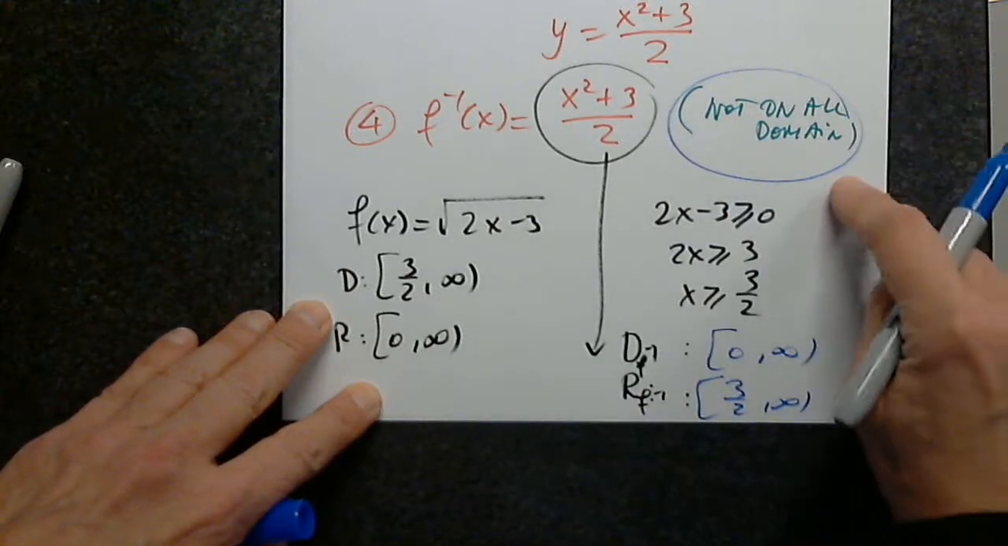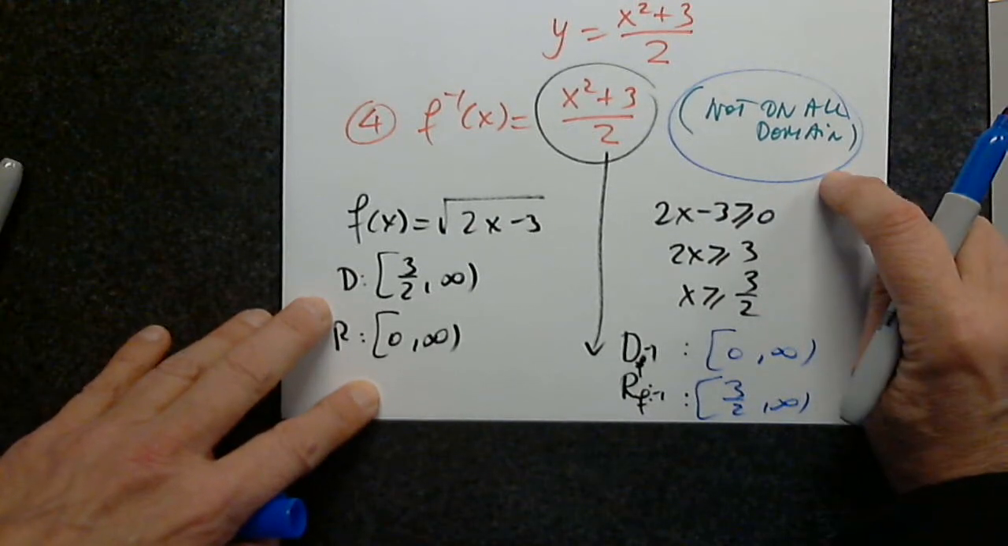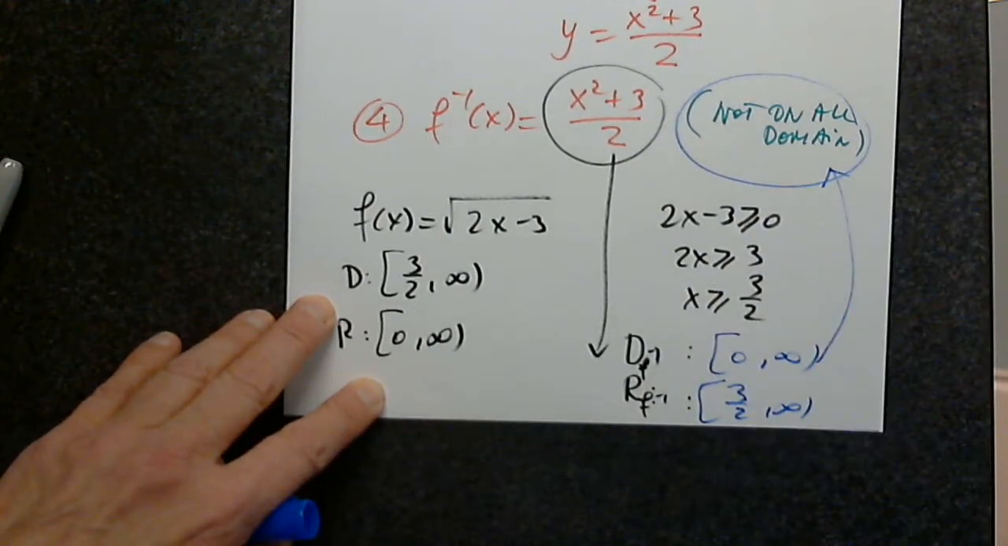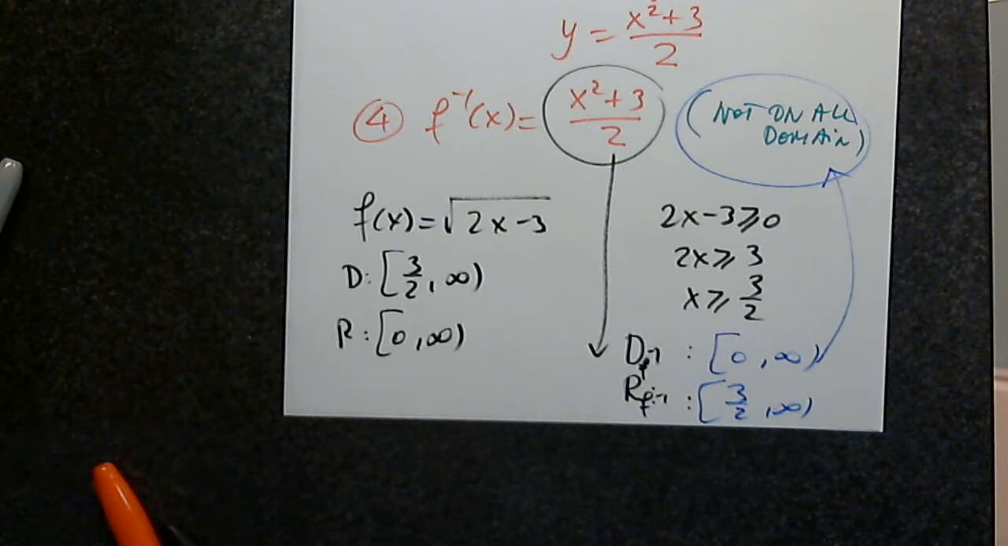So that's why my note here says not on all the domain, only on 0 to infinity. Because remember, a quadratic function is not one-to-one, so I have to remove this part. Now it is one-to-one on 0 to infinity.